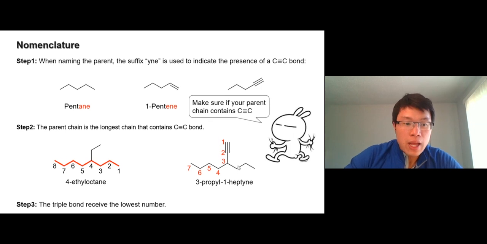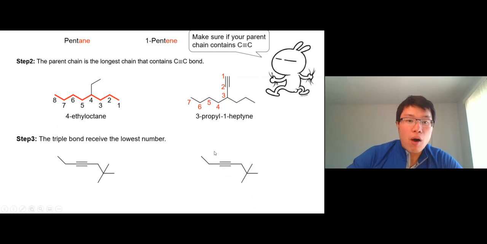Okay, next one. The triple bond, again, you know it already, receives the lowest number. So look at right here. You can start counting from the left side or from the right side. If you go from the right, of course, the substituent is going to get the lowest number, but this is an alkyne. Your priority goes to the triple bond, to make it the lowest number. So you're going to go from the left side, 1, 2, 3, 4, 5, 6, 7. This is heptyne again.